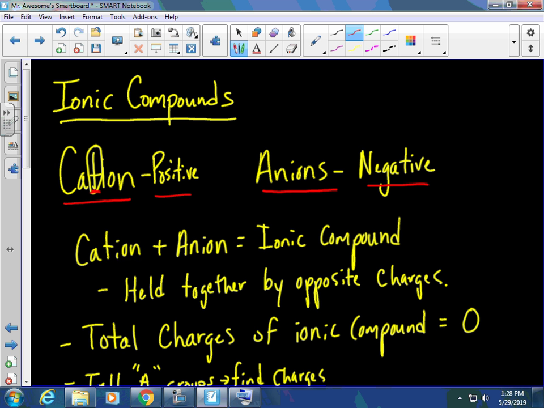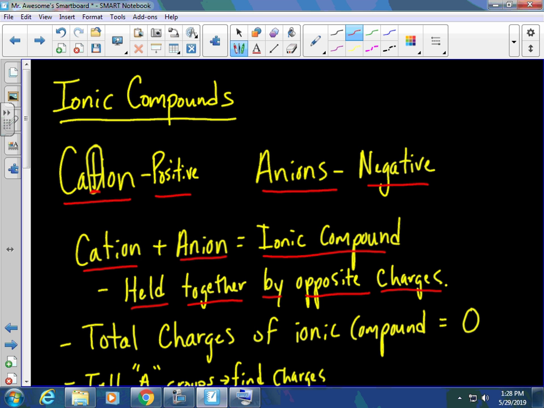All right? So ionic compounds are just held together by opposite charges. So they're going to have one thing that is a positive charge and one thing that is a negative charge, which means we're going to have a cation and an anion. Those together will make the ionic compound.